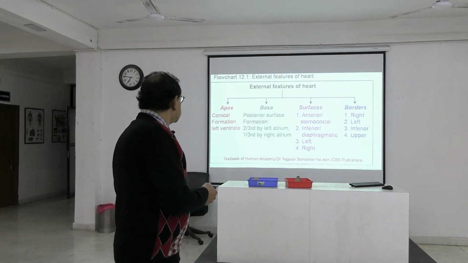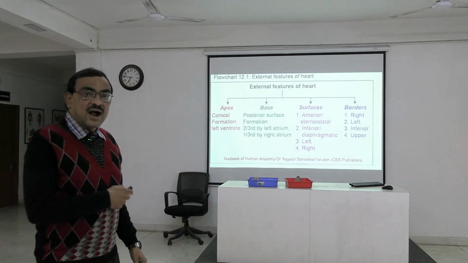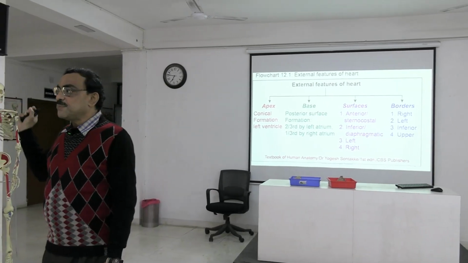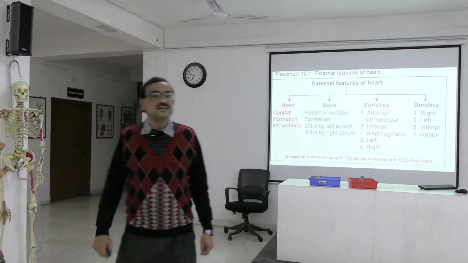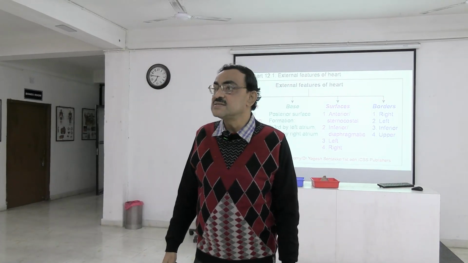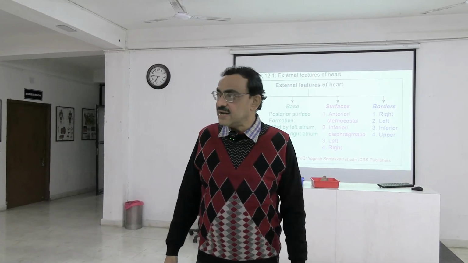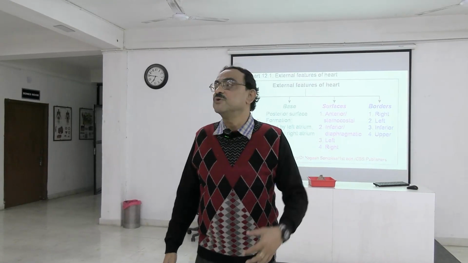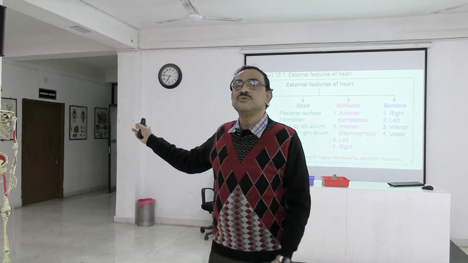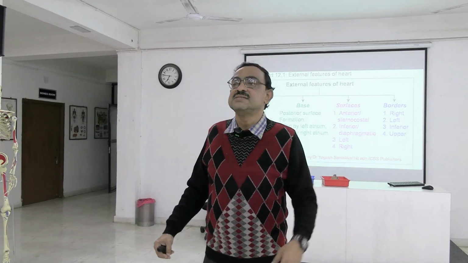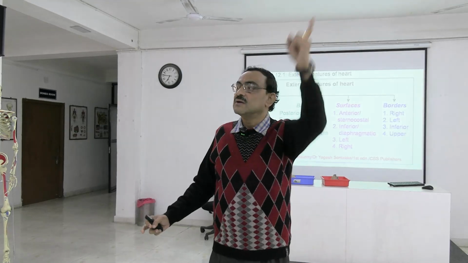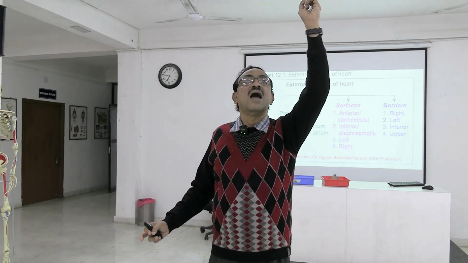And it has got so many surfaces. So the heart has got apex, base, surfaces and borders. The apex, we already know, remains at the level of the 5th intercostal space, 9 centimeters away from the midline. Base is nothing but the posterior surface. So the apex is directed downwards, forwards and to the left, and the base is directed just reverse to the apex, that means upwards, backwards and to the right.